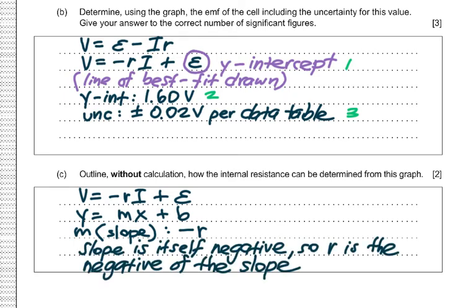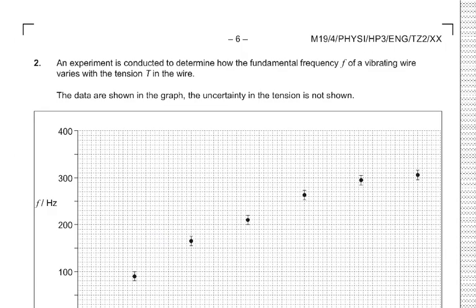And then our 2 points here are that figuring out that we're using the slope in order to get the internal resistance, so that's 1 point. And then the fact that if you negate that slope, since the slope is already negative, that does actually give you the value of the internal resistance. That's kind of them to not actually require the solution. All right. Cool. Question number 2.